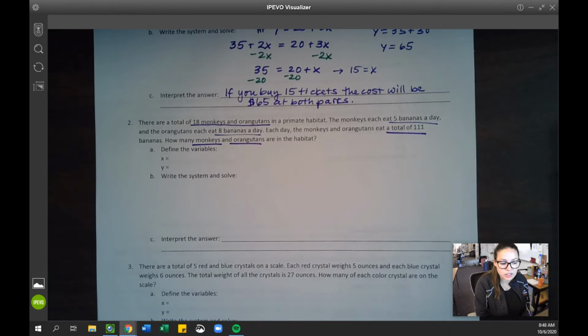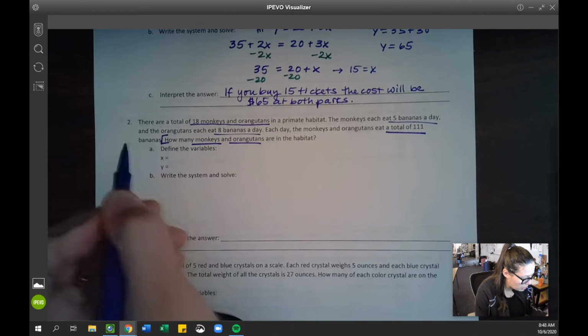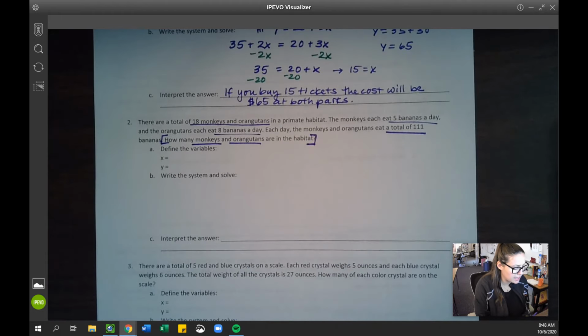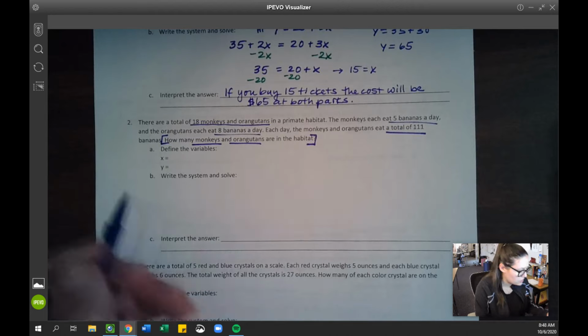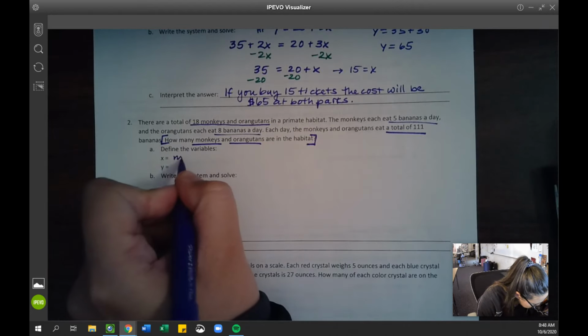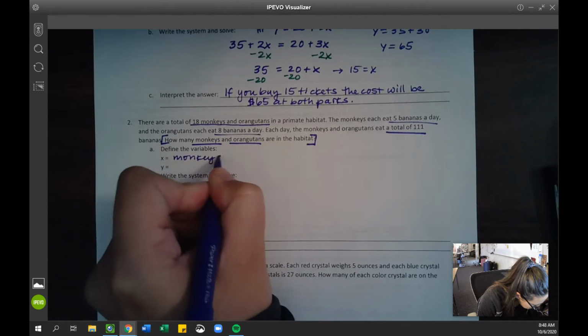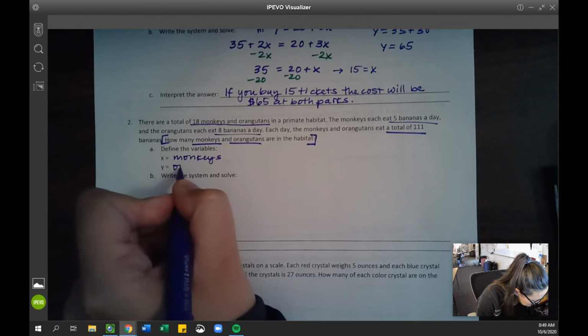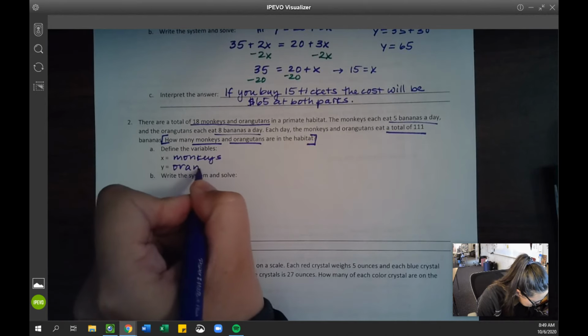So, what is the question? The question asks, how many monkeys and how many orangutans are in the habitat? So, I'm going to say X is the number of monkeys, and Y is the number of orangutans.